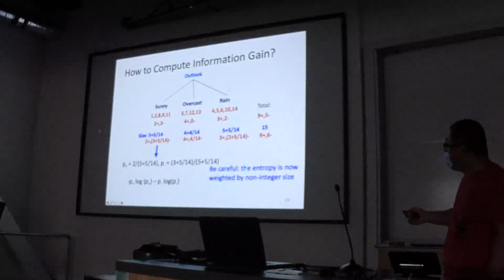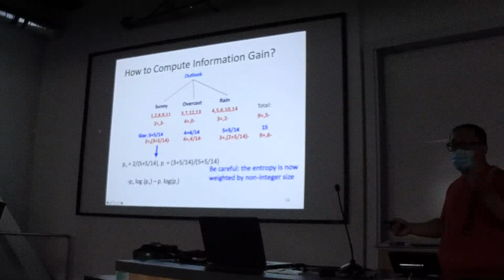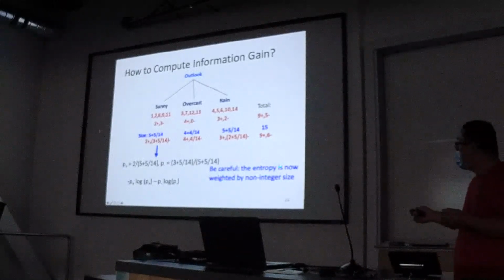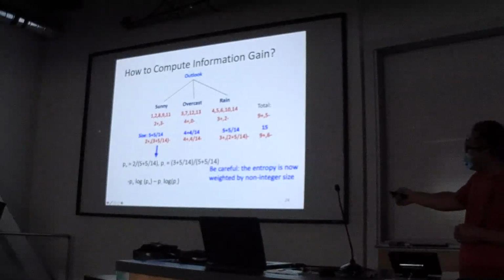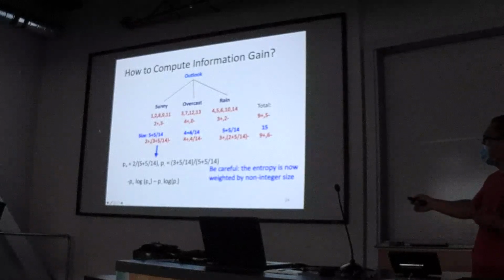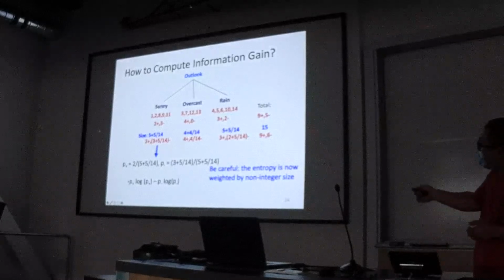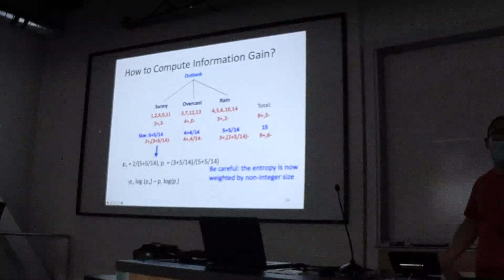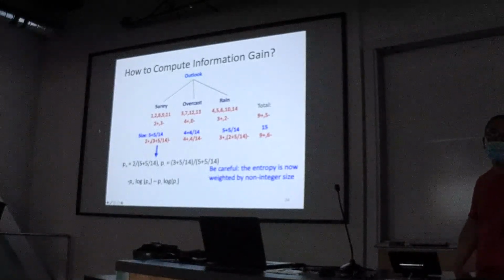Remember, when you calculate expected entropy, you should weight each subset's entropy according to the subset size, right? That subset size now is a non-integer size. Remember, for the Sunny subset, the size is 5 plus 5 over 14, Overcast 4 plus 4 over 14, Rain 5 plus 5 over 14. But if you add them together, the total number of samples is still 14. It actually doesn't change the number of training examples. It's still reasonable.